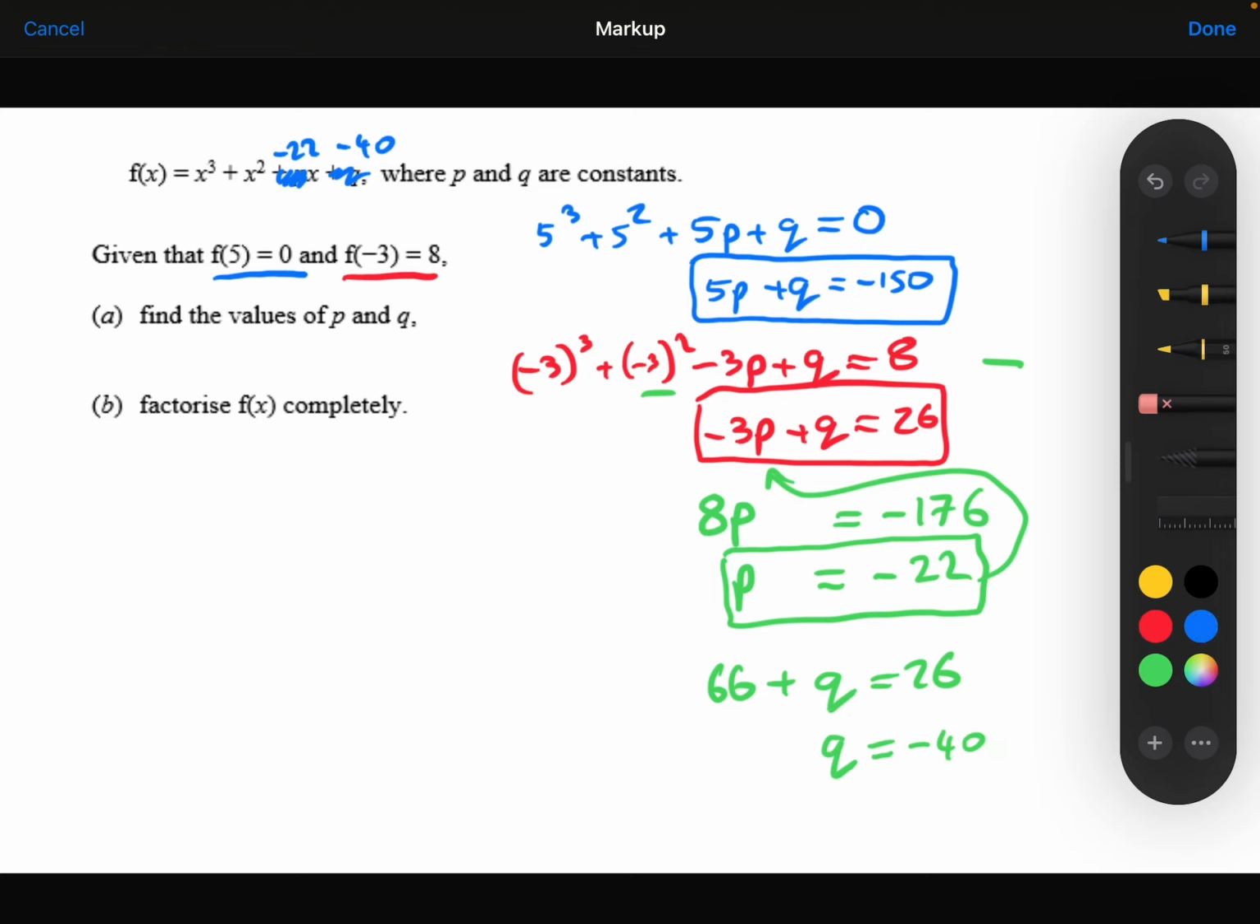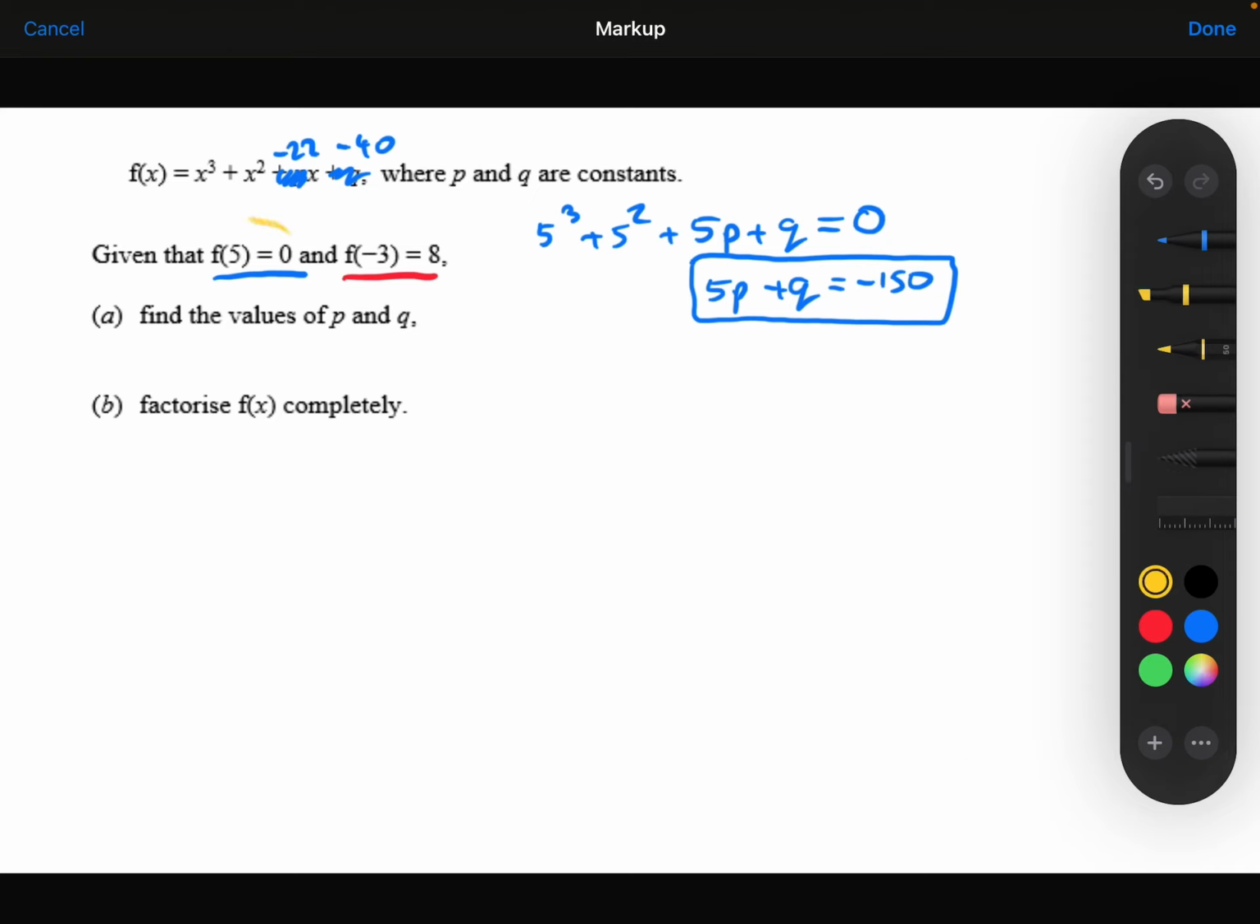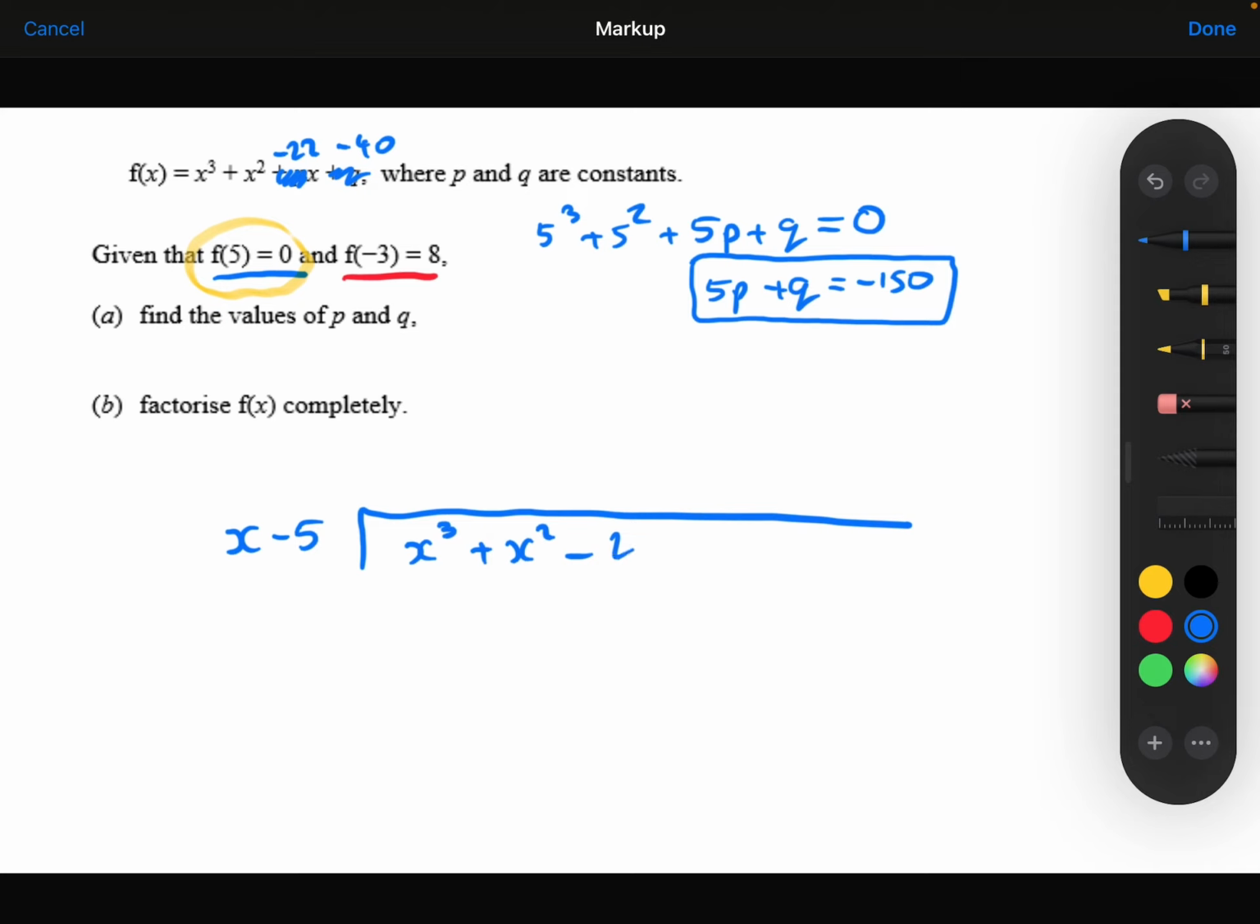Part B is now saying to factorise f of x completely. Now, we already know one of the factors. We were told it in the question. We were told that f of 5 is 0. So by the factor theorem, that's telling me that x minus 5 is a factor. So therefore, if I divide my f of x by x minus 5, I can work out the other factors.